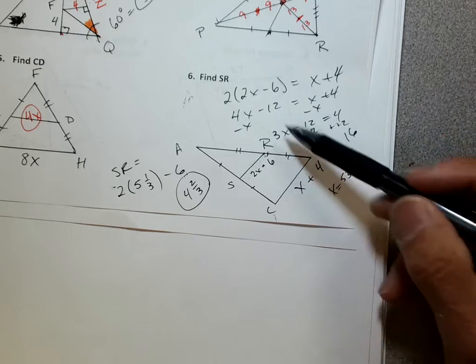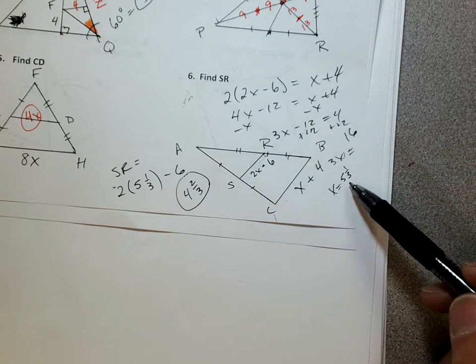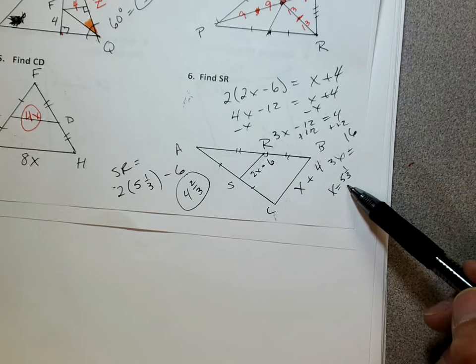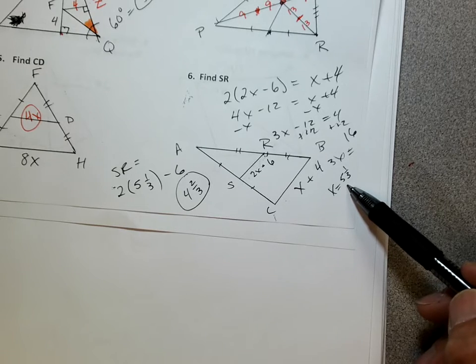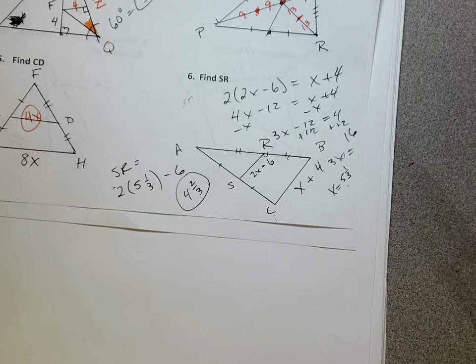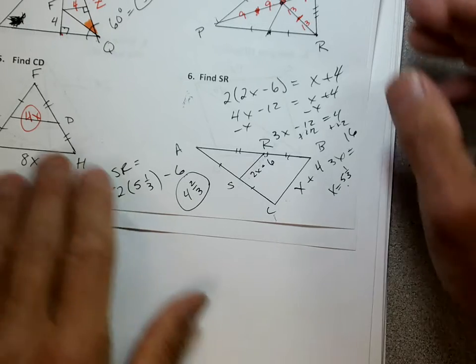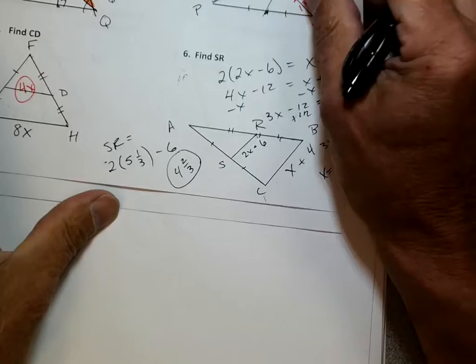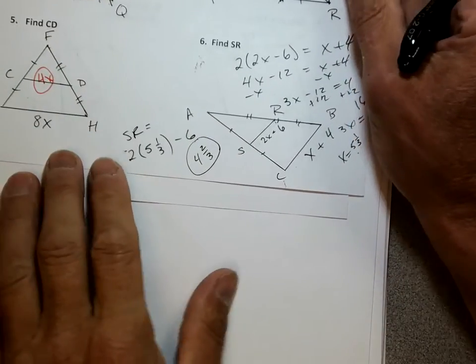4x minus 6 equals 2 times 6. Solve for x, I got x is 5 1/3. 5 1/3 is not the answer. You gotta plug it in for SR. I plugged it in, I got 4 2/3. How am I doing? Okay? All right, we're going to flip the page when you're ready. Is this helpful? Yeah, Michael?